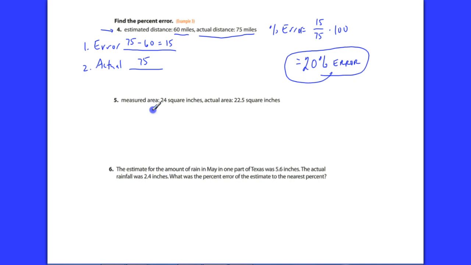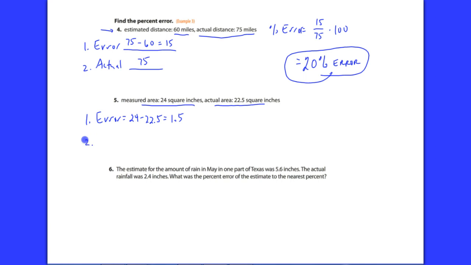Let's say that you measured an area of 24 square inches. However, the actual area was 22.5. And you want to figure out, what was the percent of error in that measurement? Well, you need to figure out how much did you miss it by? Well, the error would be 24 minus 22.5. Well, 24 minus 22.5, that's 1.5.